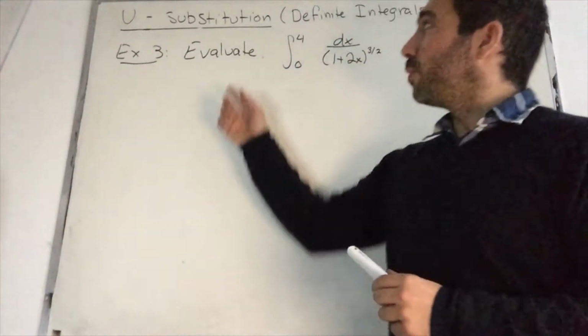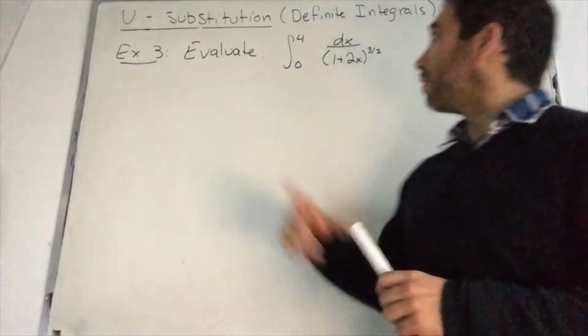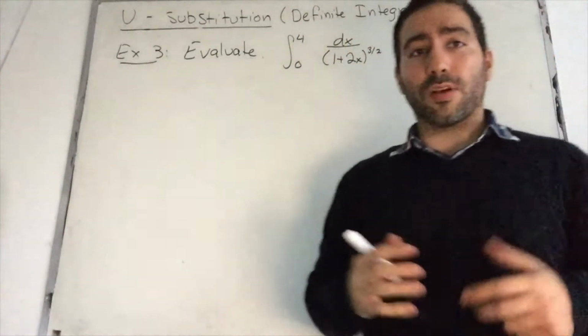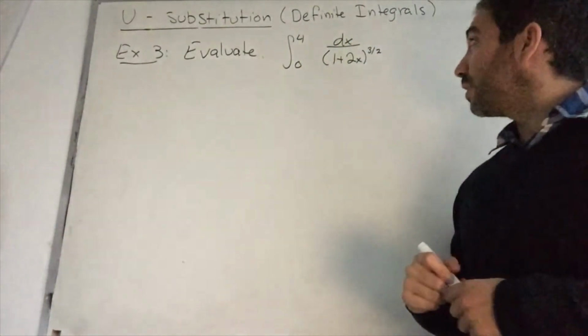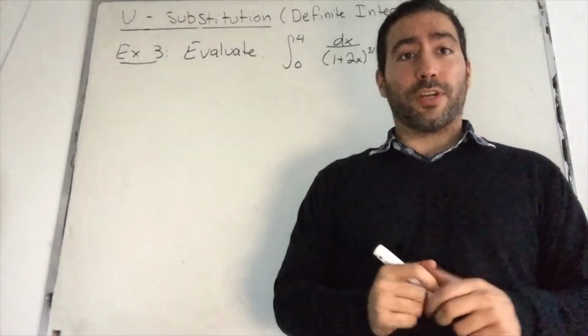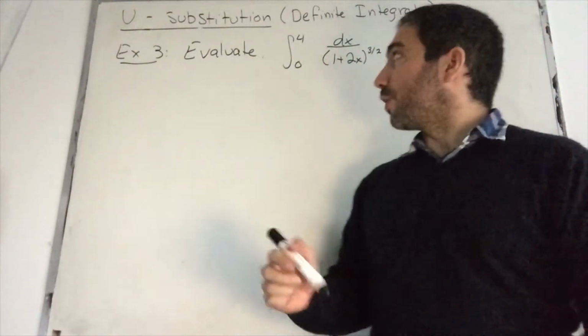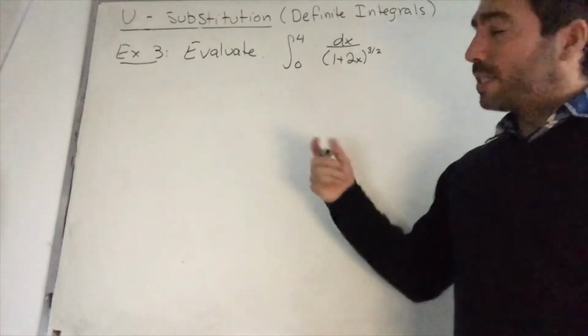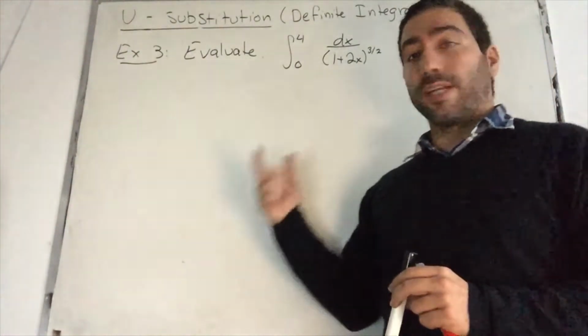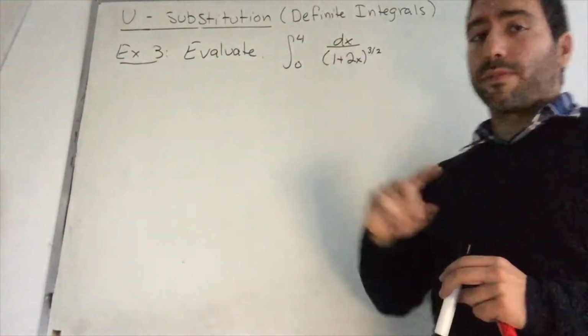So in the following example, we have to evaluate the integral from 0 to 4 of dx divided by 1 plus 2x, all that to the exponent 3/2. So pause the video, give this a try, see if you're able to solve the problem on your own. So the first thing you should have done is just ensure that there's no issues with the function. Don't fall for that trap.